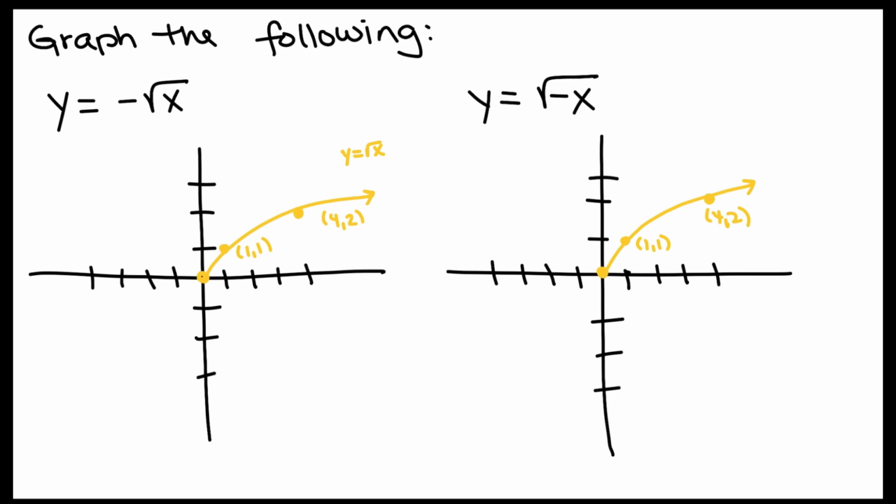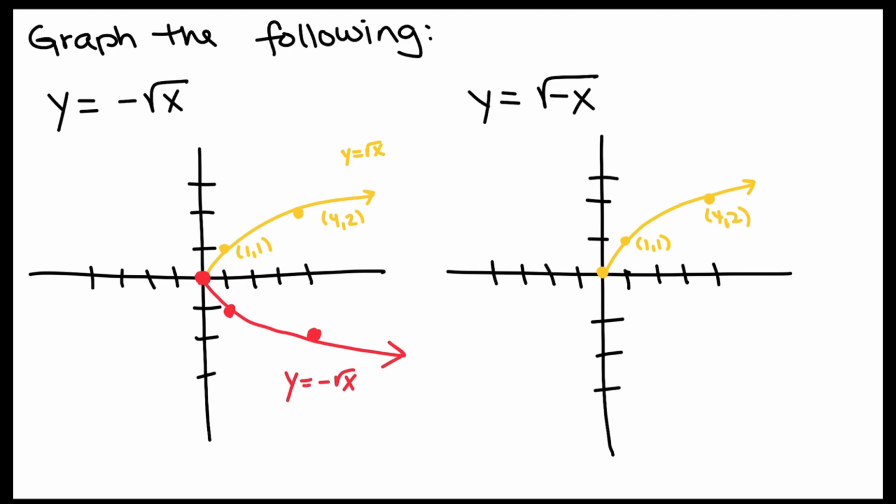For the graph on the left, the negative is outside of the function, so that's going to be an output transformation. And I'm going to take all of my y values and multiply them by -1. So the point at the origin stays there. 1, 1 becomes 1, -1. 4, 2 becomes 4, -2. All of my y values became negative. And so what that's done is it's taken my graph and it's flipped it or reflected it over my x-axis.